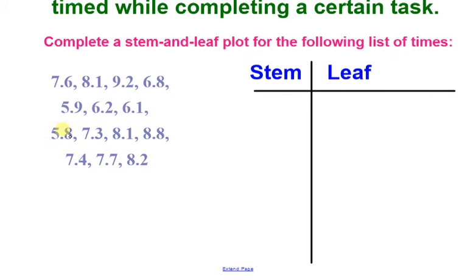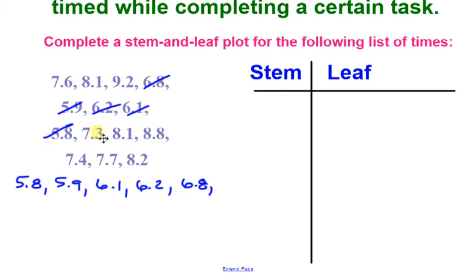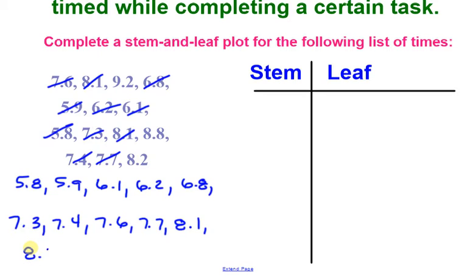So let's see. It looks like 5.8, 5.9, 6.1, 6.2, and then 6.8, and then 7.3, 7.4, 7.6, 7.7, and then 8.1, 8.1, and then 8.2, 8.8, and 9.2.